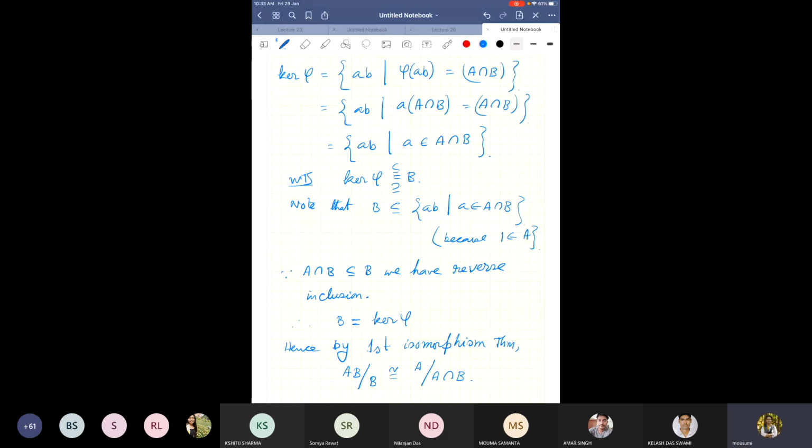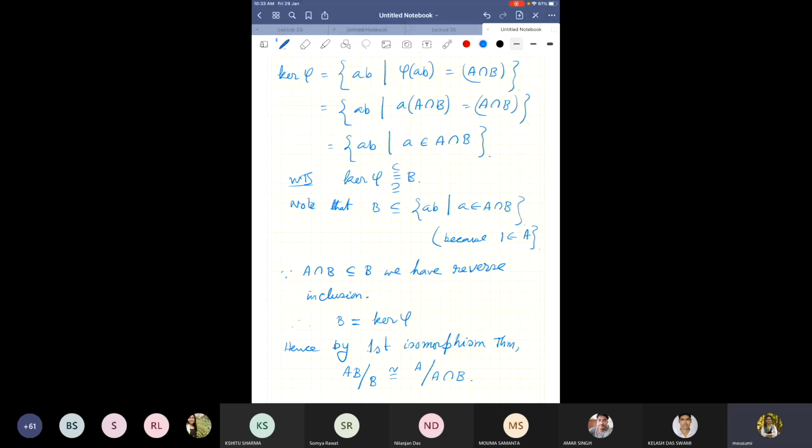Most of the time we use the first isomorphism theorem almost everywhere. The second isomorphism theorem is not used that much, but sometimes, in the Sylow theorems and so on, we use the second isomorphism theorem as well. Okay. Now I will do the third isomorphism theorem.